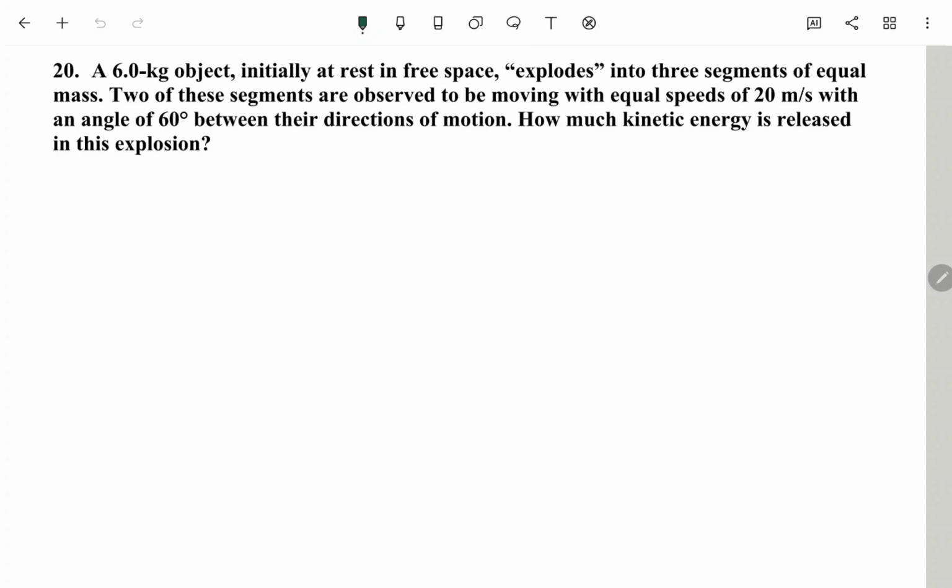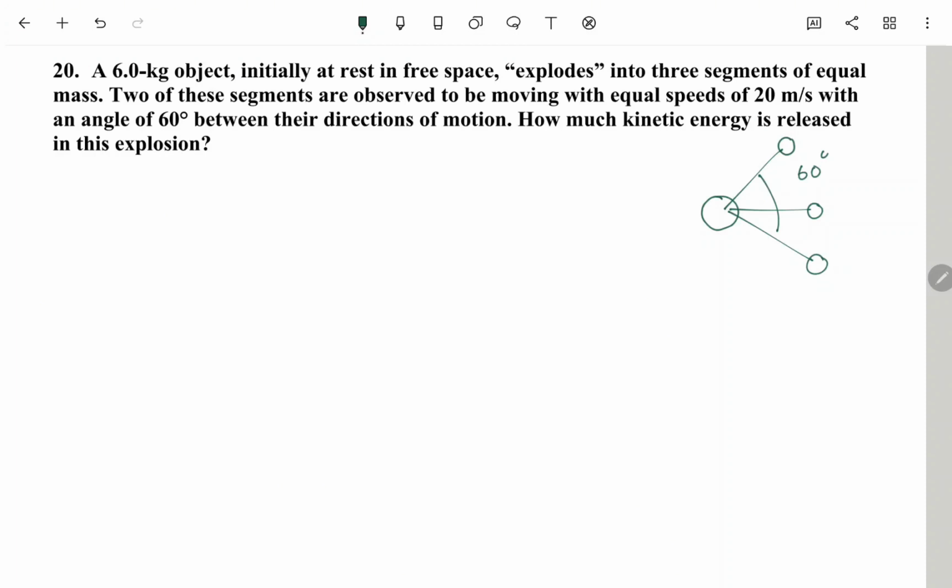Now let's see here. A 6 kilogram object splits into 3 pieces like this, 1, 2, and 3. The masses of these 3 pieces are the same, and the angle between 2 of them is 60 degrees. Now we would like to find how much energy is released from this explosion.